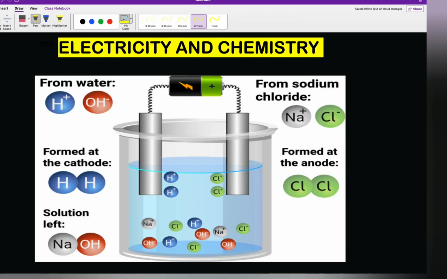Then, what is an electrolyte? An electrolyte is a liquid that has been chemically changed by an electric current, causing it to conduct electricity. So all electrolytes are good conductors of electricity.